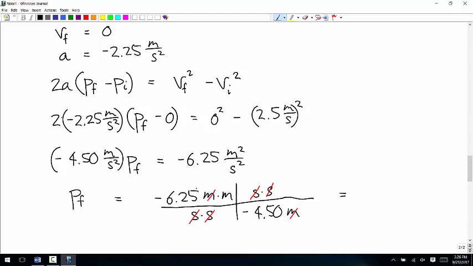And what's 6.25 divided by 4.5? 1.49? Okay. So 1.5? 1.39. Oh, okay. We'll call it 1.4 meters. And then it asks us to put it in scientific notation. So let's call it 1.40 meters.